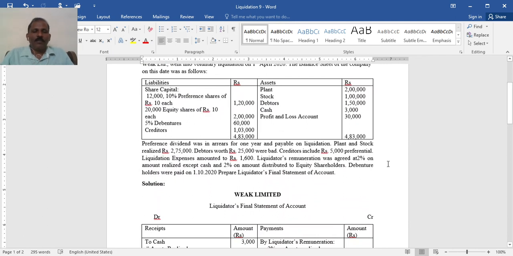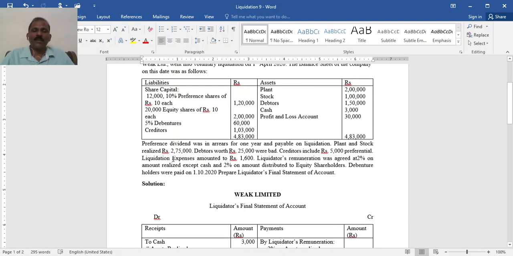It is given that preferred dividend was in arrears for 1 year. Remember here, the preference dividend at 10% is on 1,20,000. 1,20,000 into 10% for 1 year means 12,000 dividend is in arrears. It is said payable on liquidation, so along with this 1,20,000, another 12,000 will be paid to them.